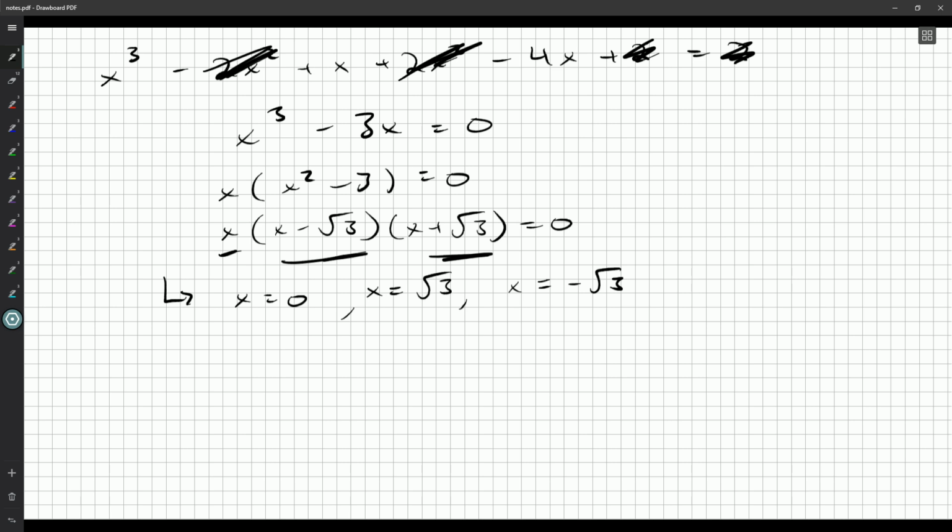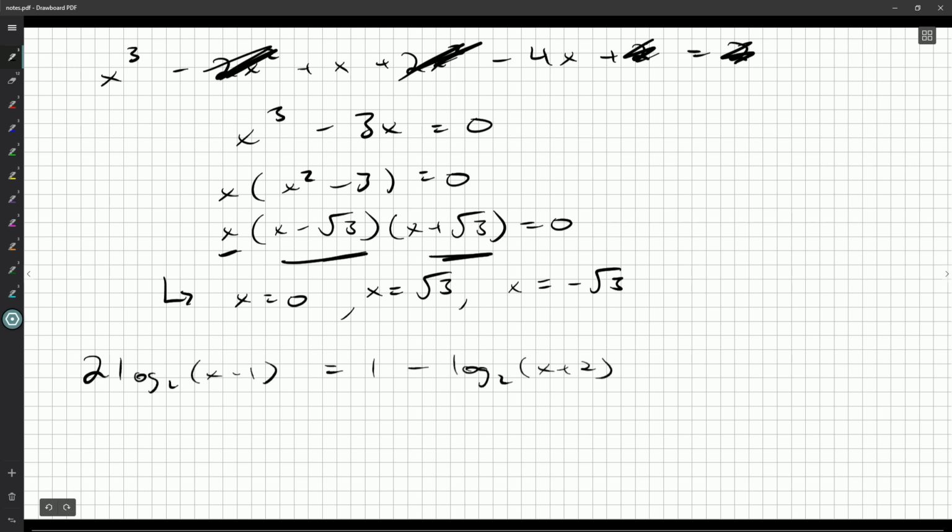Except when it comes to logs, just like you can't put a negative number under a square root sign, you can't put negative numbers or 0 into logarithms. And if we go back and check our expression, this x minus 1 here is going to cause a problem. The other one's x plus 2, so it's not really going to be as much of a problem.